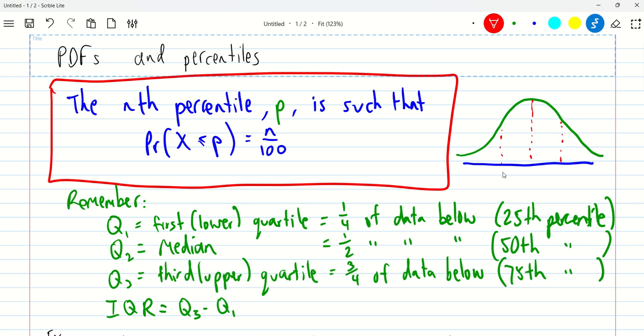G'day, welcome back. Today we're going to be looking at percentiles, how percentiles work with using PDFs to calculate percentiles.